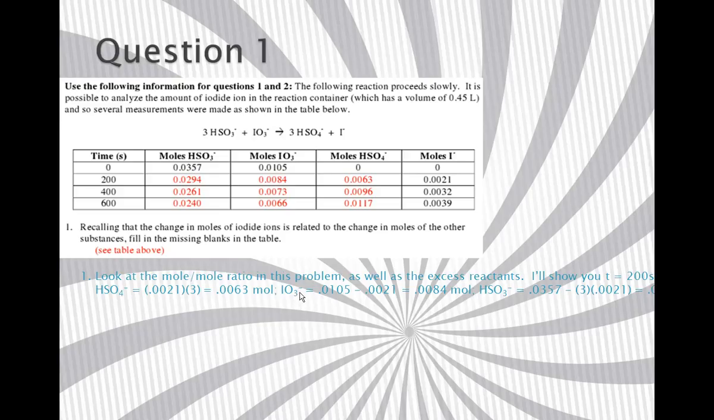For IO3 minus, you look at how much you start out with of that, so it's 0.0105 minus 0.0021, and since it's a 1-to-1 mole-to-mole ratio, you don't multiply it by anything, you multiply it by 1, and that equals 0.0084 moles. Same thing with HSO3 minus, except you're multiplying the 0.0021 by 3, since it's a 3-to-1 mole-to-mole ratio.